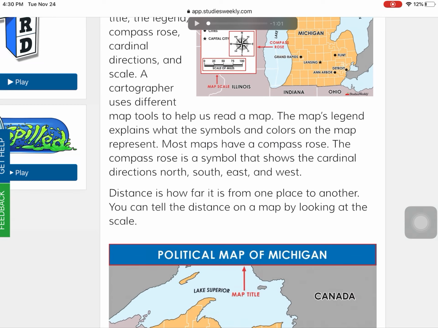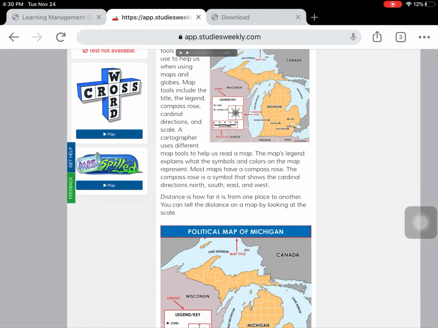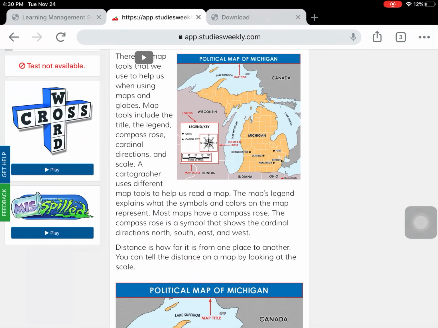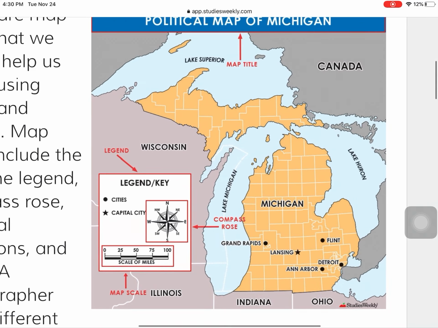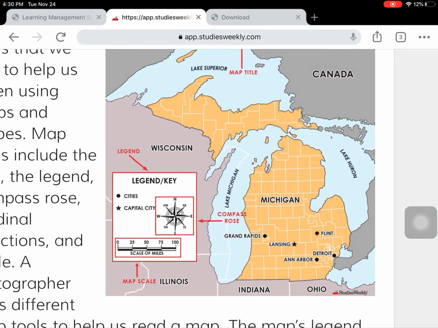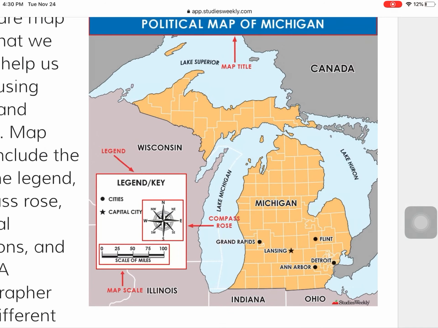Distance is how far it is from one place to another. You can tell the distance on a map by looking at the scale. All right, so there is an example of a map right here. So I'm going to zoom in here. Think about those key features we just talked about. We talked about a title. We talked about the legend, compass rose, and map scale, which are all features that I just talked about in that reading, and in the previous book, they mentioned those features as well.